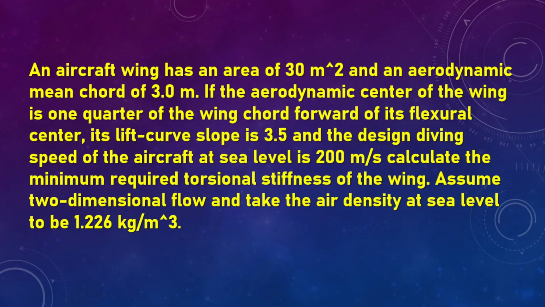The given problem is: an aircraft has a wing area of 330 meters squared and an aerodynamic mean chord of 3 meters. The aerodynamic center of the wing is 1/4 of the wing chord forward of its flexural center. This flexural center, we maybe did not discuss in class. If you can remember, we have three different centers. We'll show you once again after a few minutes.